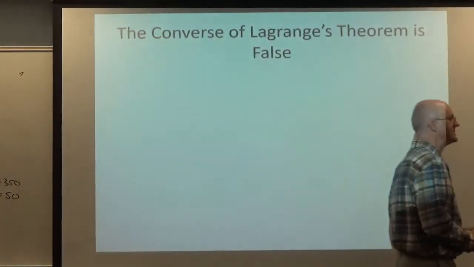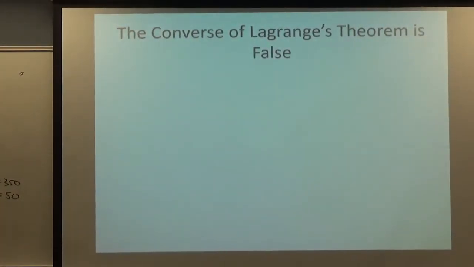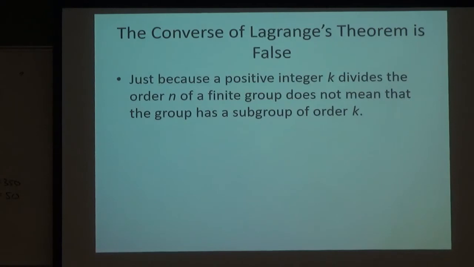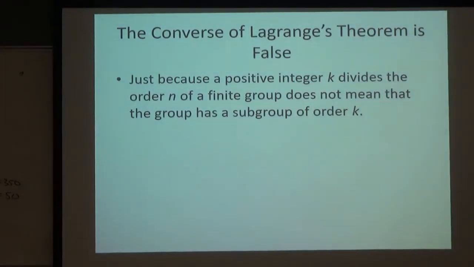The converse of Lagrange's theorem is false. Just because a positive integer k divides the order n of a finite group does not mean that the group has a subgroup of order k. That's true for cyclic groups, right? The fundamental theorem of cyclic groups says if k divides n, where n is the order of the cyclic group, then there will be a subgroup of order k. Not true in general.